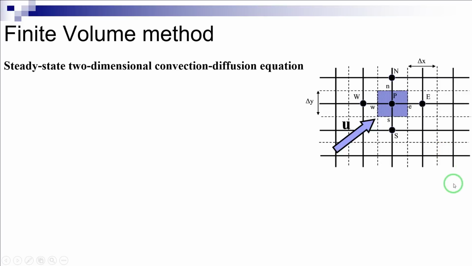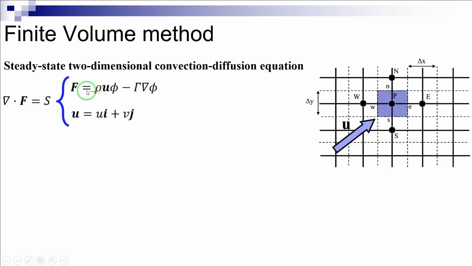Uniform grid means that the sizes of the control volumes and the distances between the nodes remain unchanged in the whole computational domain. The steady state transport equation of a quantity phi can be written as shown here, where F, which stands for flux, is defined as follows, where rho is the fluid density and u is the flow velocity vector, which is written as follows in terms of its components.